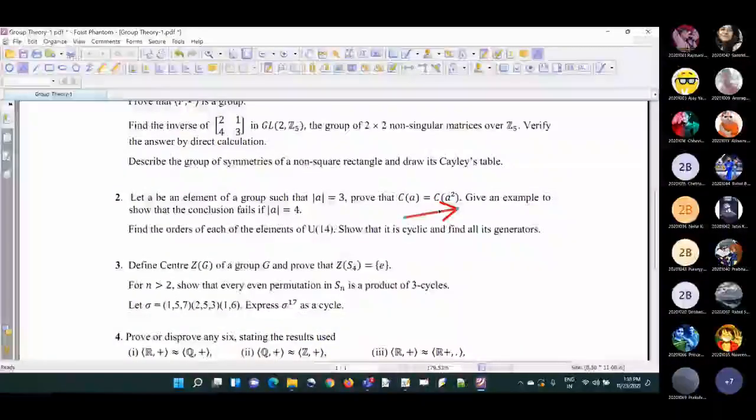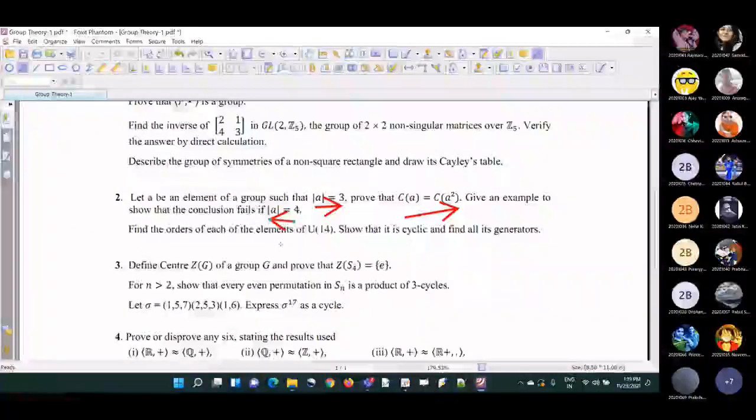So they are talking about this. They are telling that the centralizer of A and of A square are both the same, provided that the element has order 3. And then they are asking, give an example to show that the conclusion fails if order of A is 4. So in the second part, we need to give some counterexample. And in the first part, we need to prove that if order of A is 3, then its centralizer and the centralizer of its square are going to be the same.